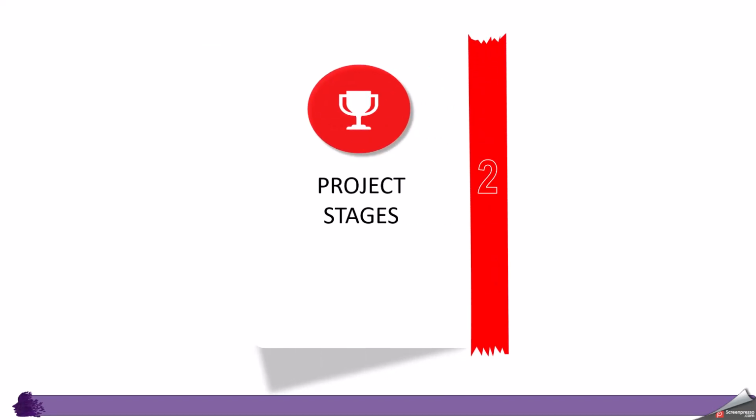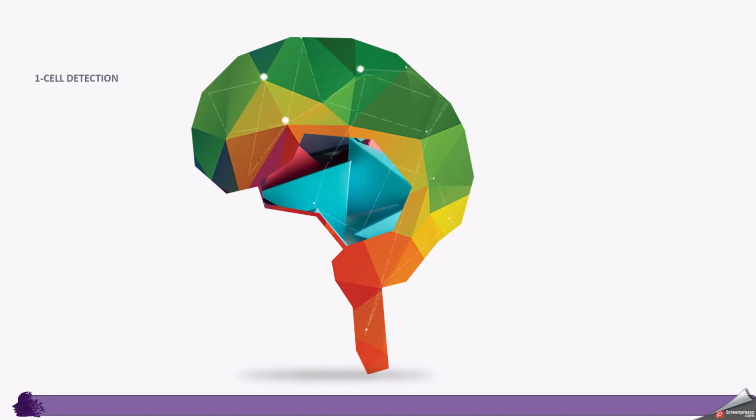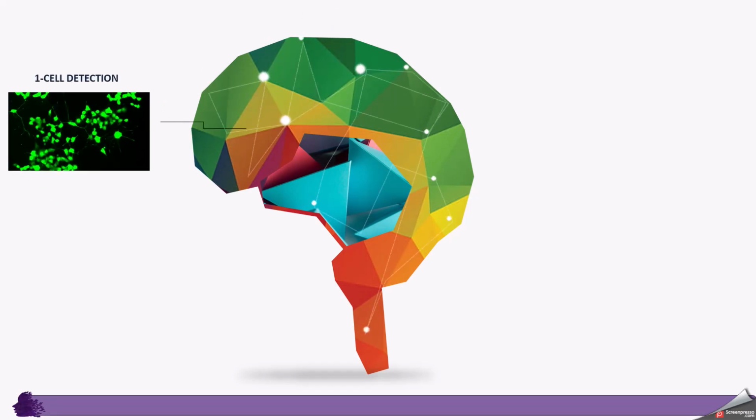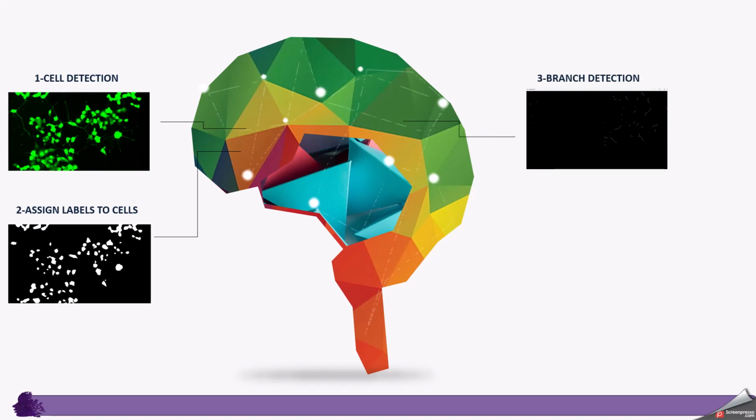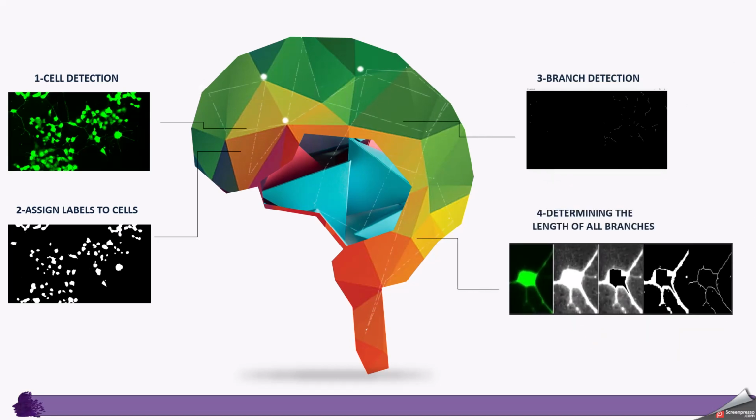I will talk about the project stages now. In the first stage of the project, we created the cell detection algorithm by trying different image processing methods. Then we assigned labels to cells for future use in an artificial intelligence approach. After that, we created the branch detection algorithm. And finally, we rearranged the pictures as a single cell and obtained the length of all branches with the pixel-based algorithms.